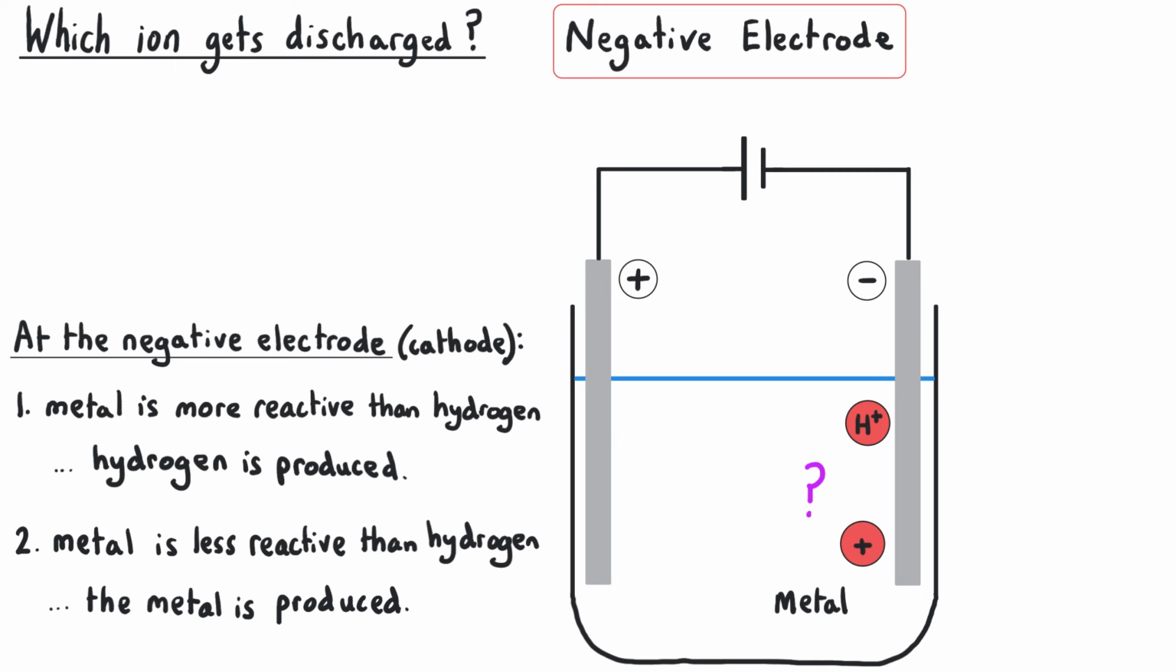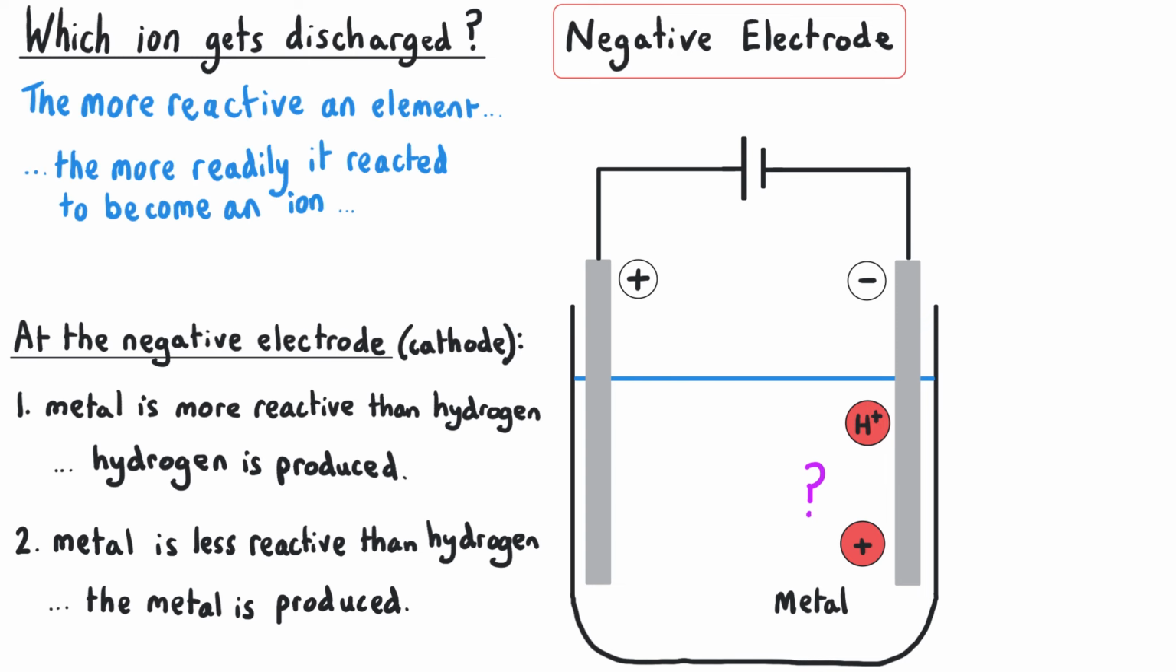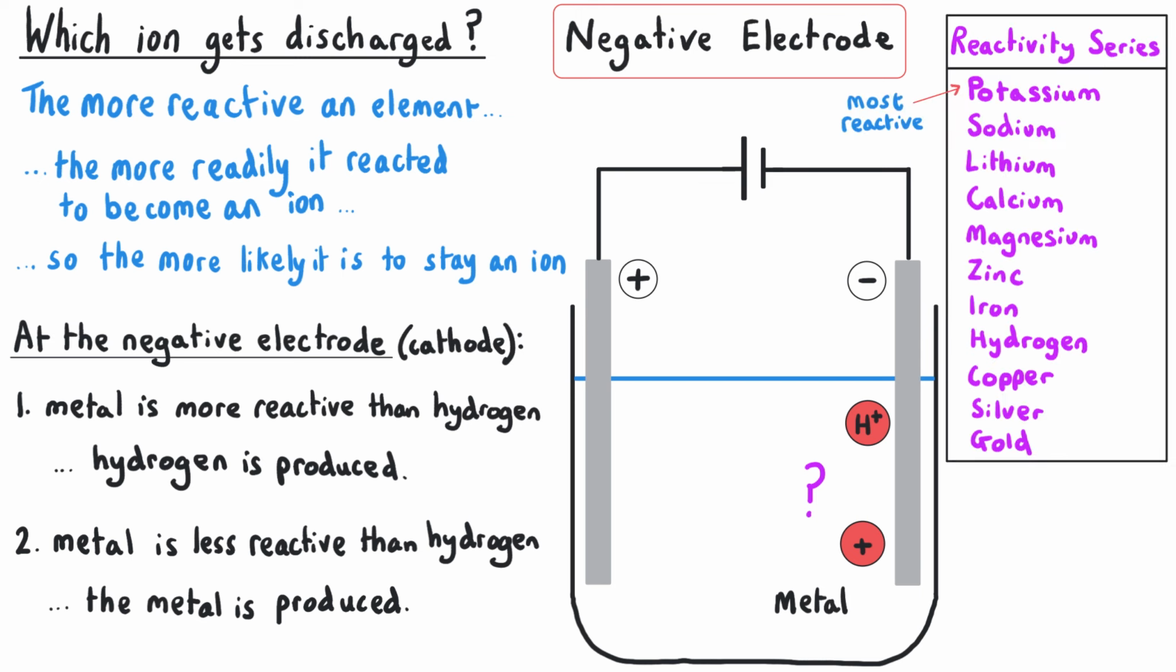I get asked a lot why it's the more reactive ion that stays in solution, rather than it going to the electrode because it's more reactive. The best way of thinking about it is this: the more reactive an element is, the more readily it reacted to become an ion, and so the more likely it is to stay as an ion. And so to resolve this problem, we need to use the reactivity series, which shows how reactive each of these metals is and compares it to hydrogen, which is included for just this comparison purpose. And you can see that in fact most of the metals are more reactive than hydrogen, but there are a few that are less reactive than hydrogen.